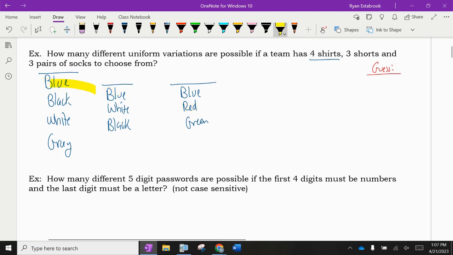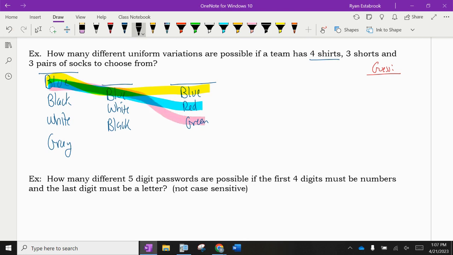How many total different uniform combinations can you have? So far, I've gone over 1, 2 possibilities. How many total ones do you think there are? Maybe it's a really big number. Maybe it's kind of small. Let's see if we can figure this out. To begin with, I'm going to go back to my colors. If I have the blue jersey, I could go blue, blue, blue. I could go blue, blue, red, or blue, blue, green.